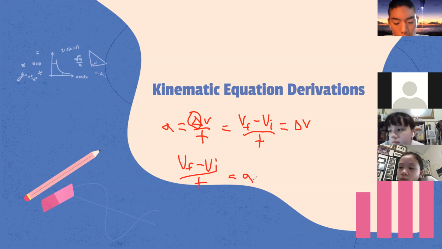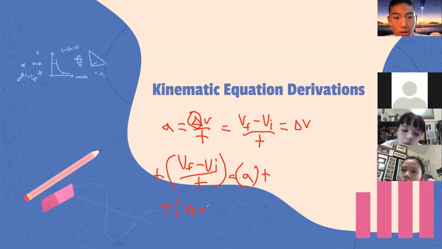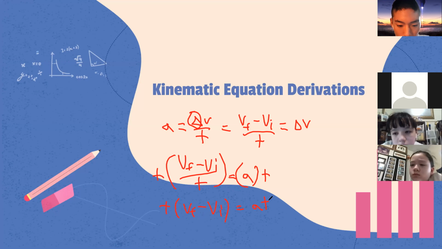And so what we can do now is multiply both sides by time, to get rid of that denominator. And now we have t times parentheses vf minus vi equals at. And so now we can distribute this, so we have vft minus vit equals at.